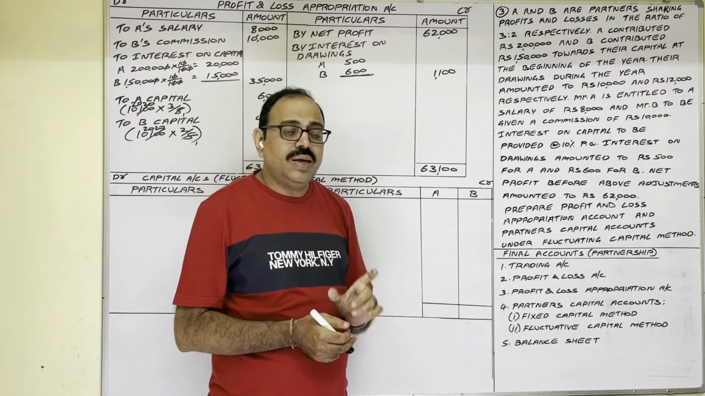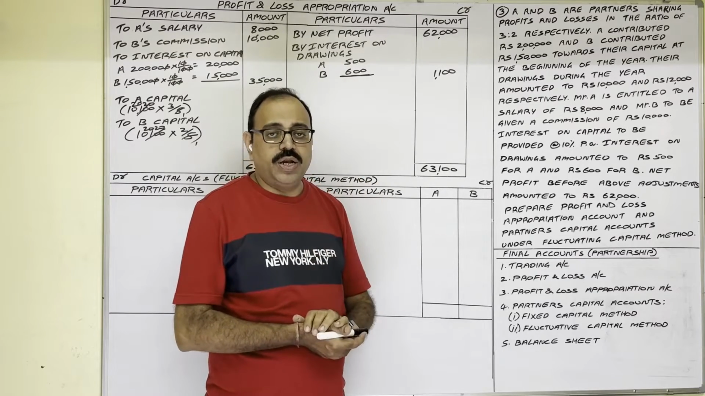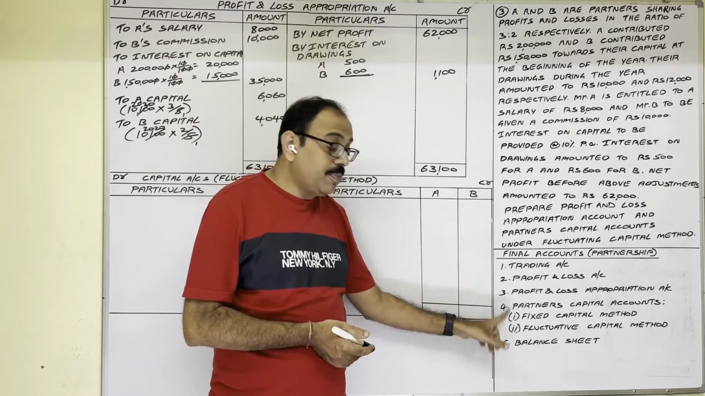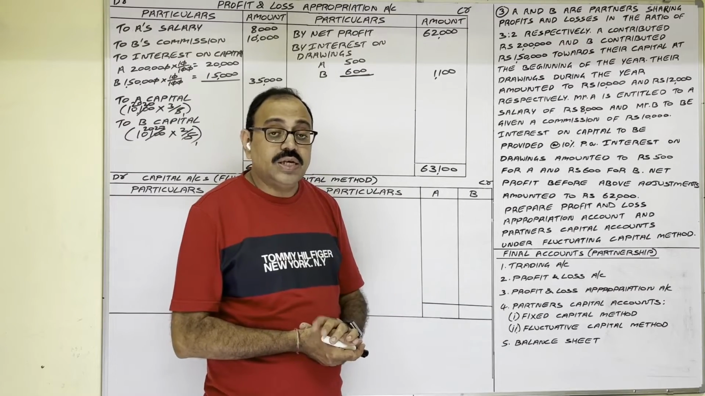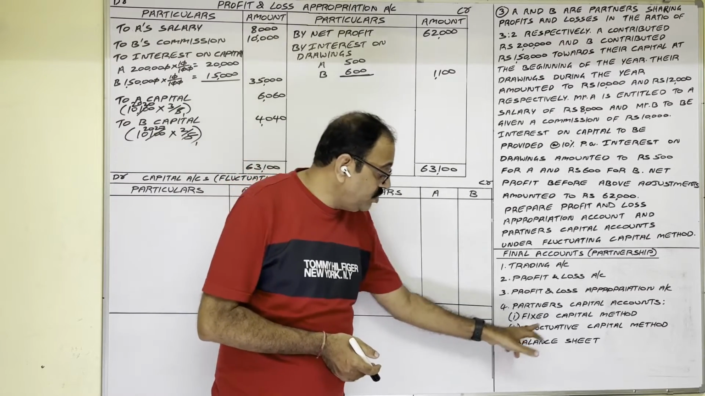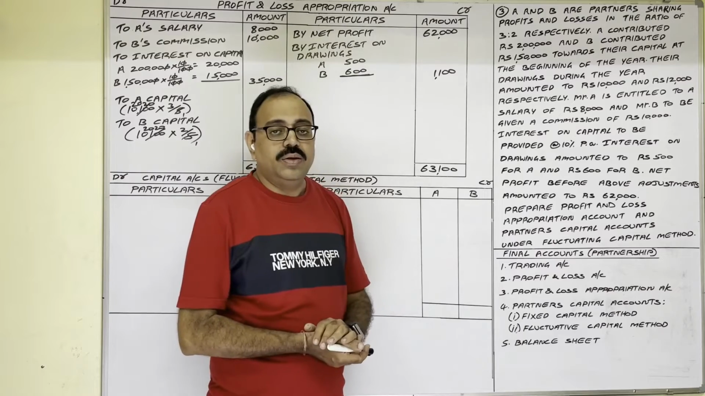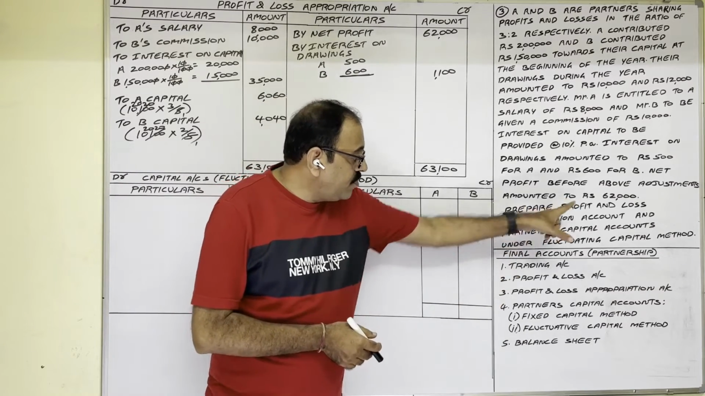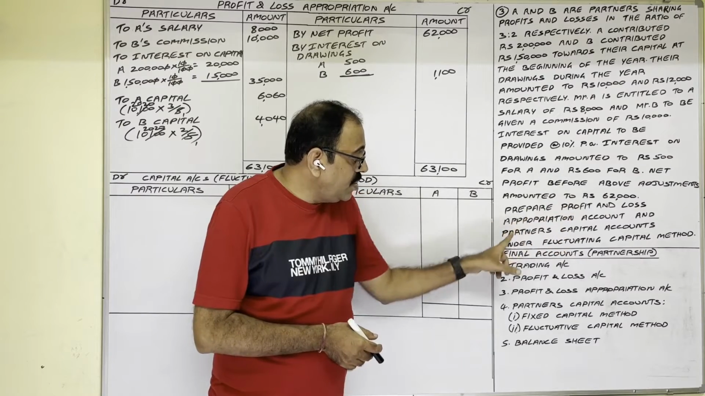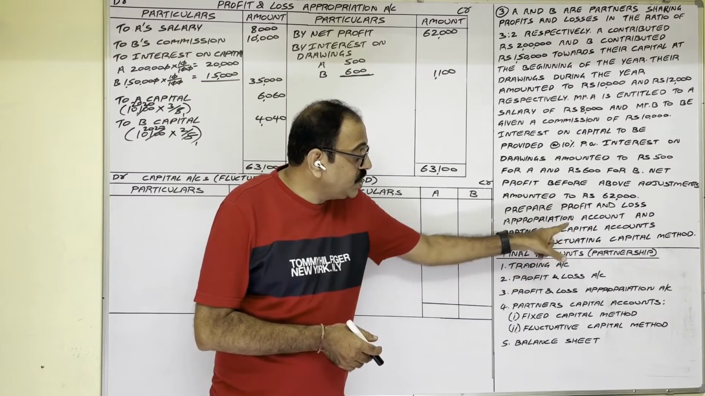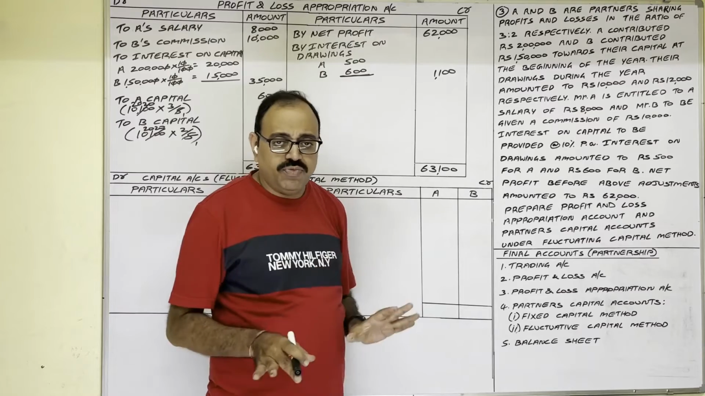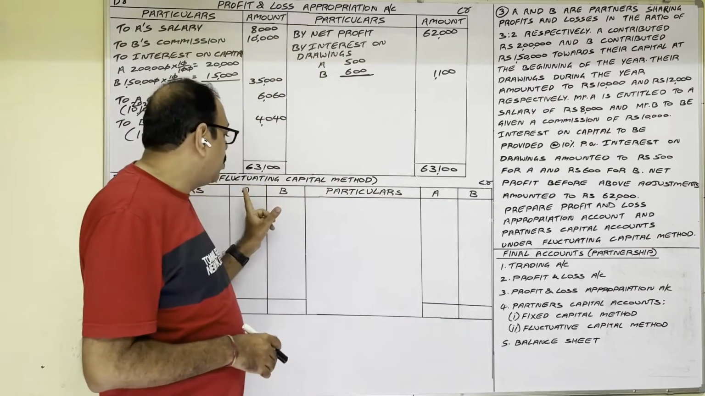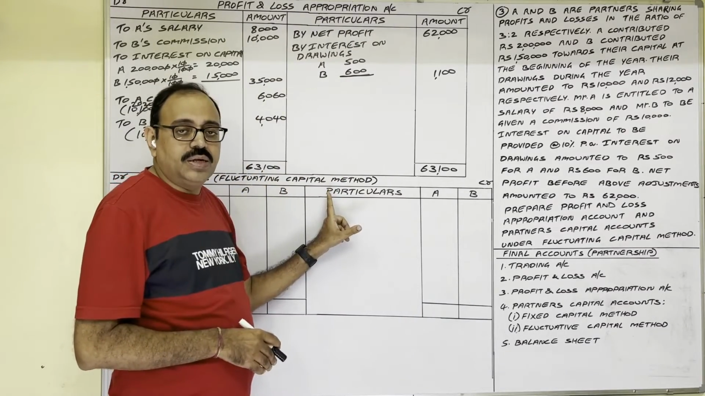Suppose in the question, he has not given the information properly. Under which method we have to prepare capital accounts? In this case, our assumption is that the fluctuating capital method we should apply. And in the present problem, it is clearly stated: prepare profit and loss appropriation account and partners' capital accounts under the fluctuating capital method. So no confusion. We have to prepare capital accounts under the fluctuating capital method.